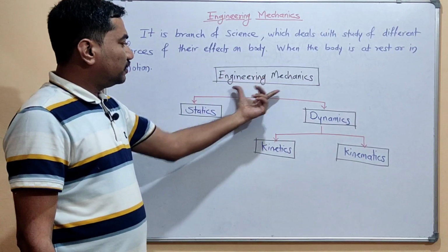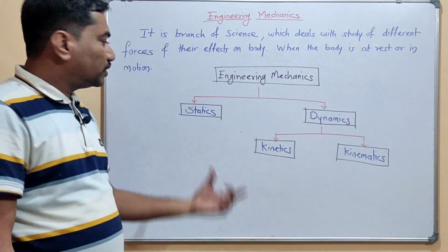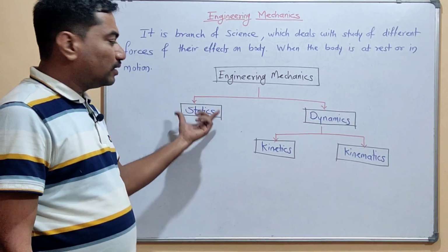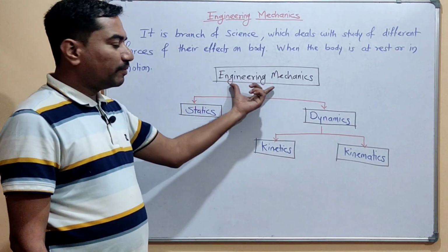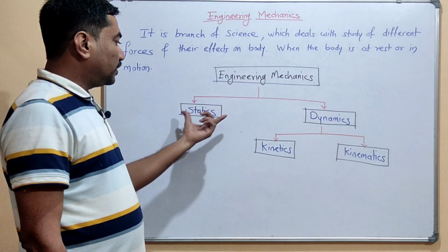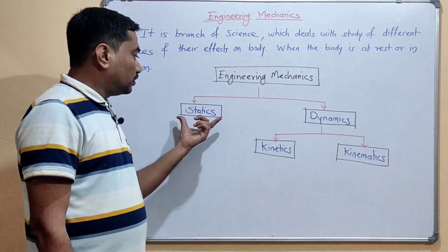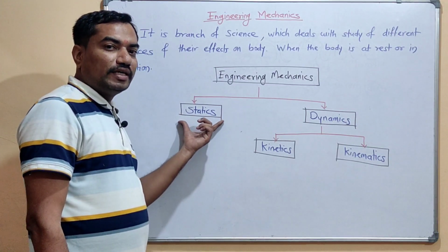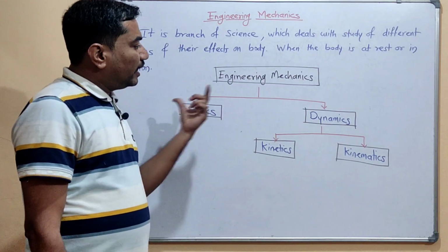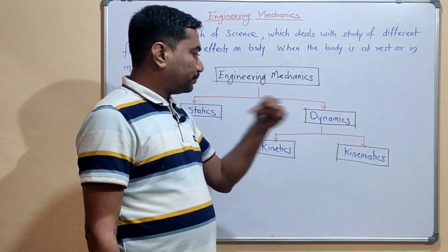Engineering mechanics is divided into two parts, statics and dynamics. So first we will see what is statics. Statics is the branch of engineering mechanics which deals with the forces and the effect of forces acting on the body when the body is at rest. So static means the body is at rest, and dynamics is when the body is in motion.